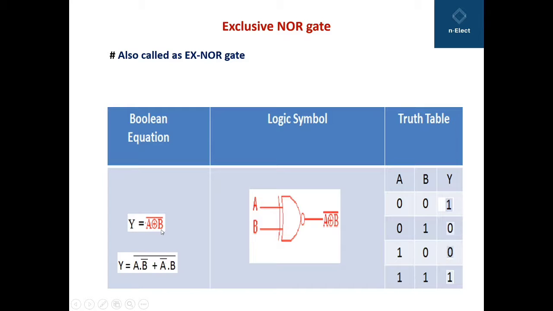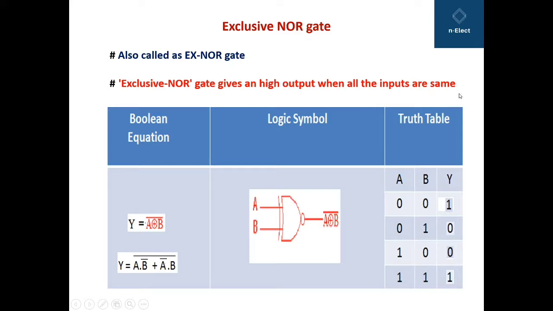This is the Boolean equation of XNOR gate, and if you want to write it in an expanded way, it can be written as y equals A dot B bar plus A bar dot B whole bar. The truth table of the XNOR gate is exactly opposite to that of XOR gate, where the output is high only when the inputs are same and the output is low when the inputs are different. Exclusive NOR gate gives a high output when all the inputs are same, that we already seen.